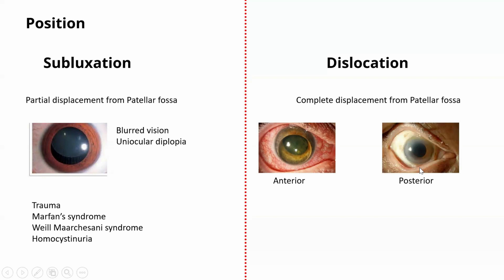What are the causes? For subluxation, the causes are trauma, Marfan syndrome, Weil-Marchesani syndrome, or homocystinuria. For dislocation, the symptoms would be blurred vision because the lens is not in its position. But if it is in the anterior chamber, they can also have secondary glaucoma resulting in pain and redness. Again, the most common cause for dislocation is trauma. In posterior dislocation, the symptoms are blurred vision; there is aphakia, so the patient will have aphakic vision.